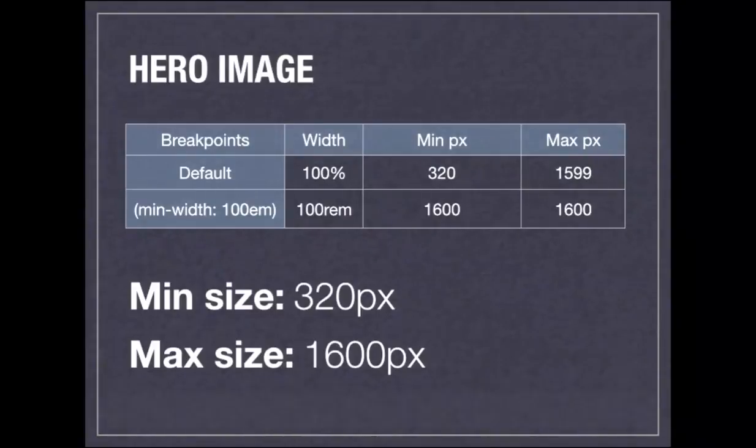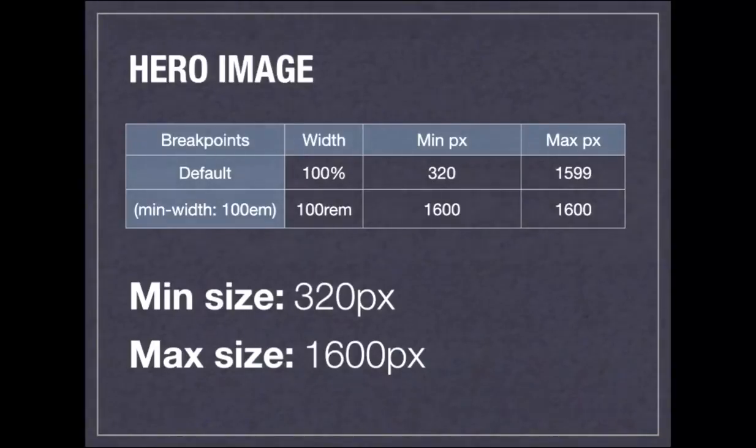So we have that 100 rems, which was 1,600 pixels. So we know that that image at the top can be as small as 320 pixels wide, or it can be as big as 1,600 pixels wide. And that's a really big difference. It's 5 times from one to the other, but remember you have to multiply width by height, so it's 5 times as tall too. So that's an image that's 25 times bigger than it needs to be if you just use one image, and that's bad.